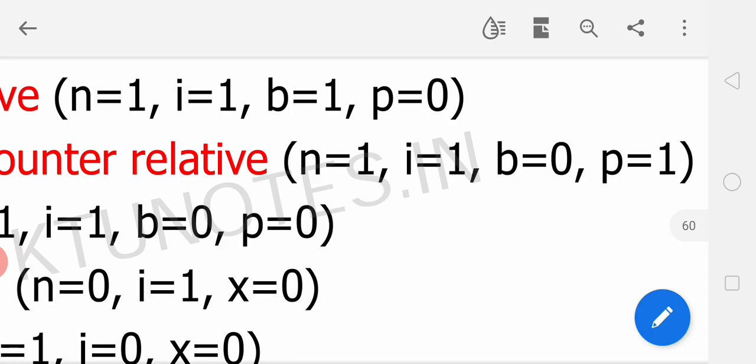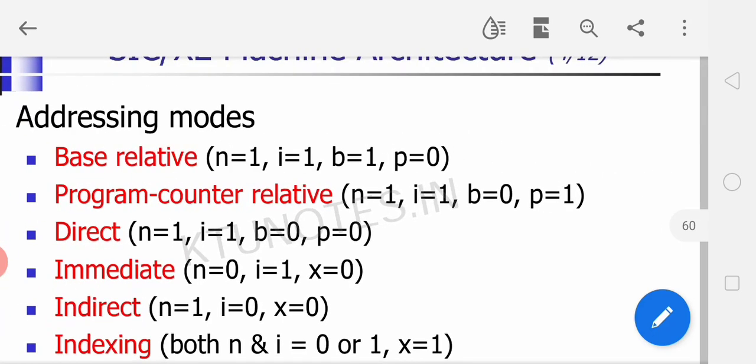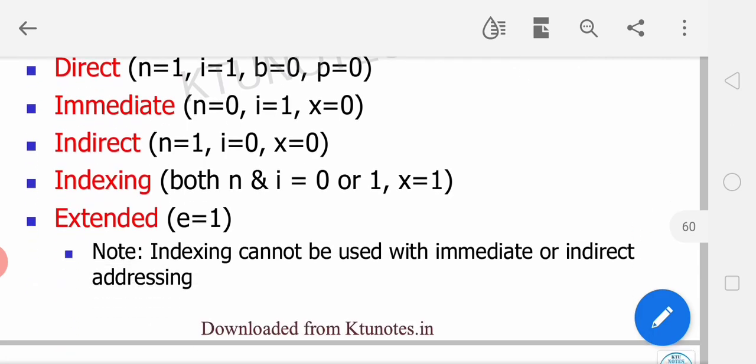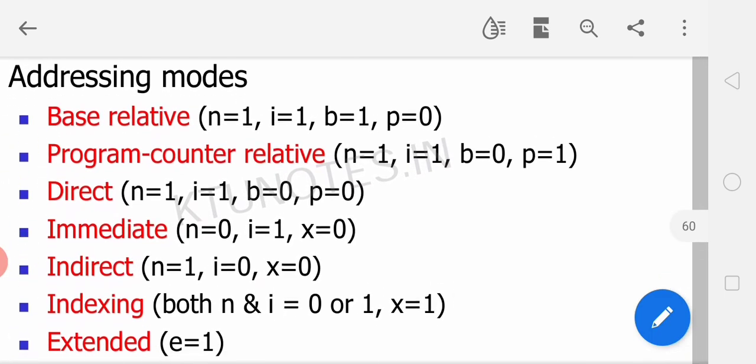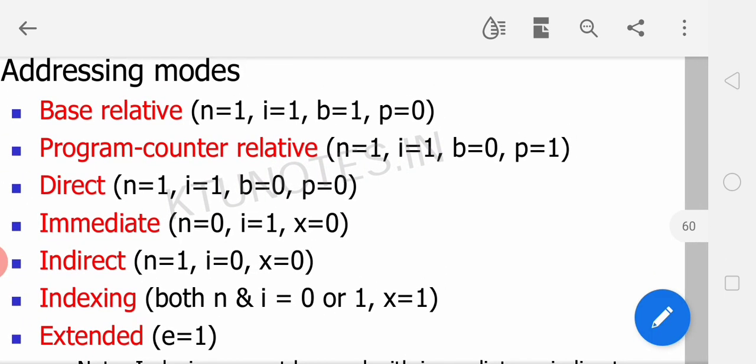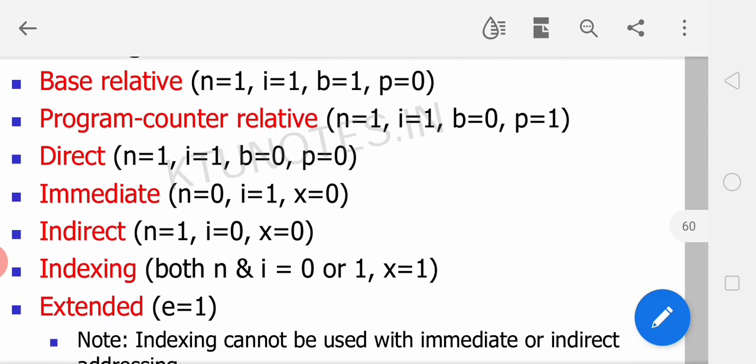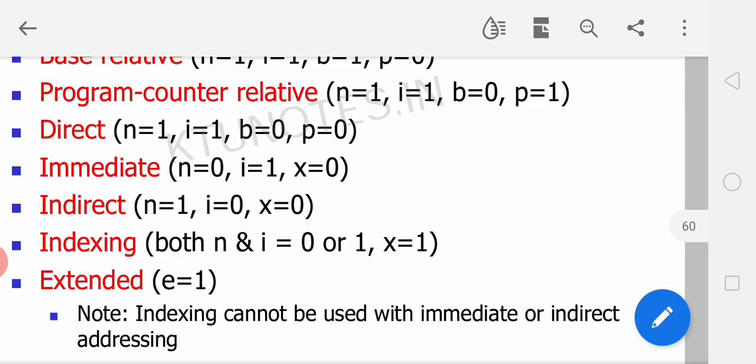The values for n and i will always be 1, because we cannot use indexing with immediate or indirect addressing, that is n and i. We get the exact location of the values only through addressing, not the exact values. In immediate addressing, we get the value itself from one of the registers. That's why we call it immediate addressing. So indexing cannot be done with immediate. The same is the case with indirect.